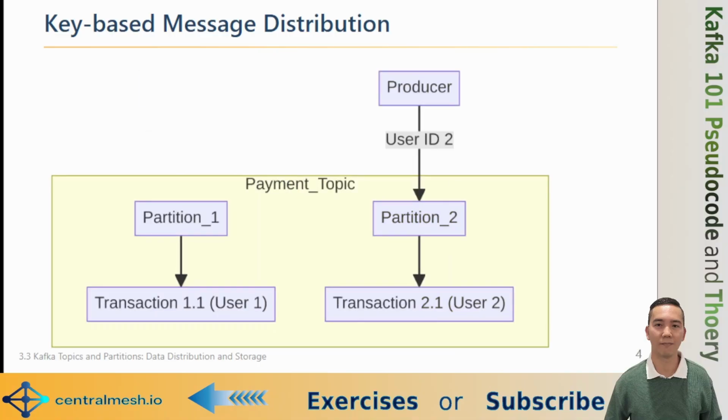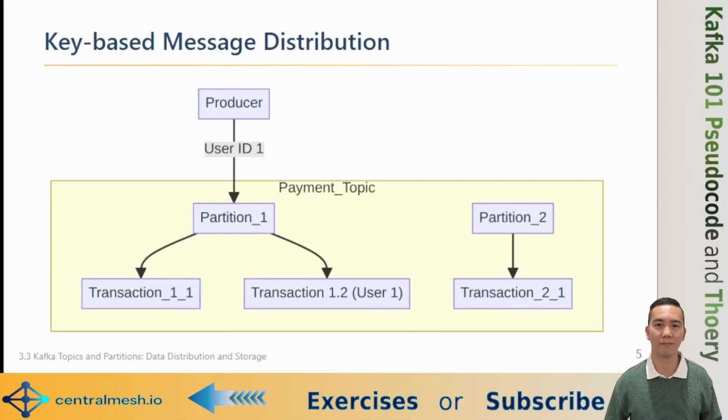Now user 2 sends a payment transaction, which we'll call transaction 2.1. Since user 2's ID is different, Kafka routes transaction 2.1 to partition 2. Now both partitions have data.